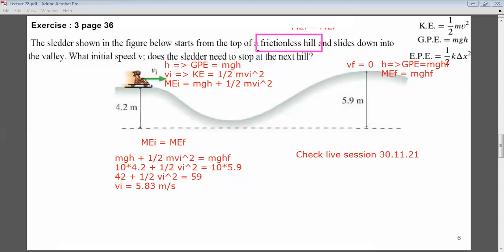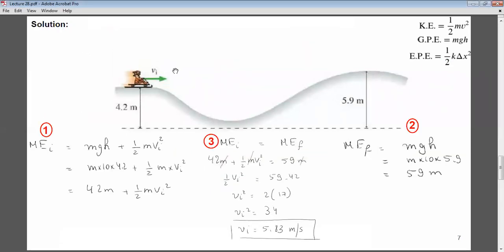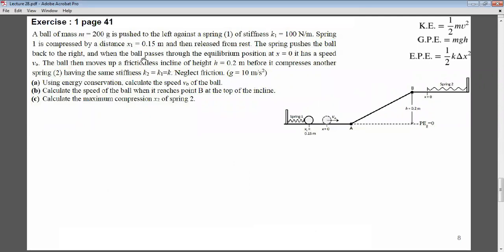Okay, so let's do one last exercise, which is a bit more lengthy. What I show you here is that 1 is what happened here, then 2 is what's happening here, then 3, when we put mechanical energy initial equal to mechanical energy final. The last problem we will do is exercise 1, page 41.